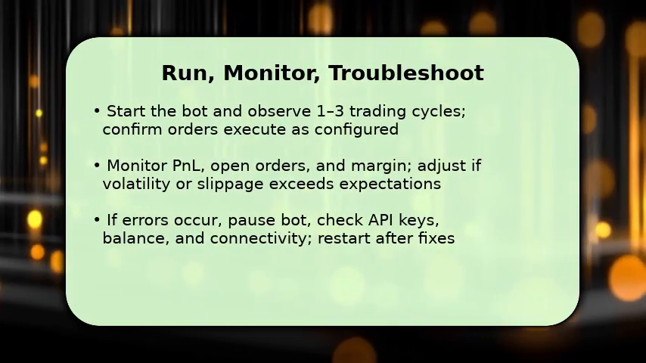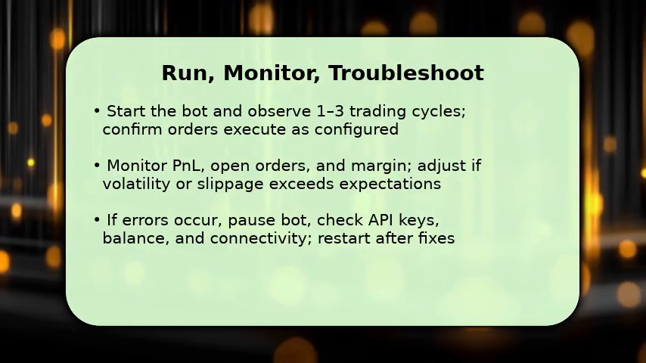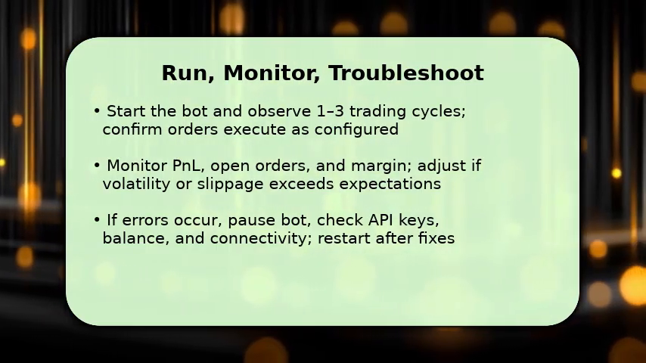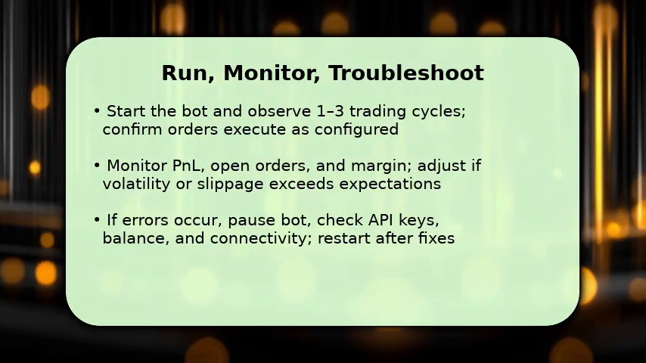If the bot behaves incorrectly, pause it immediately, then check API permissions, account balance, and exchange connectivity. If problems persist, reduce allocation and rerun a short test.